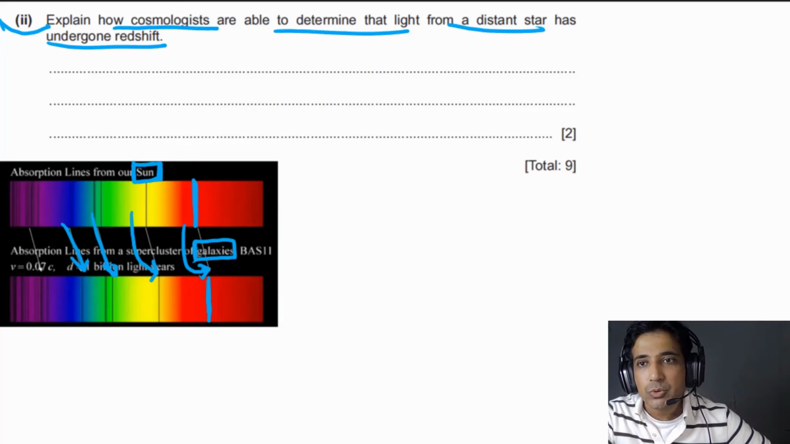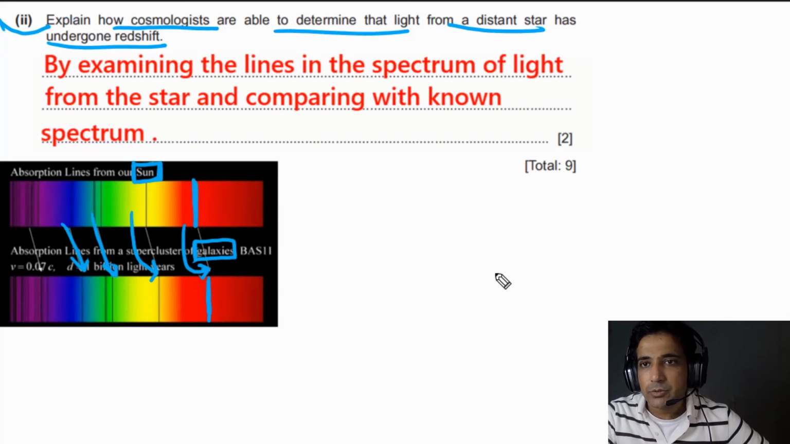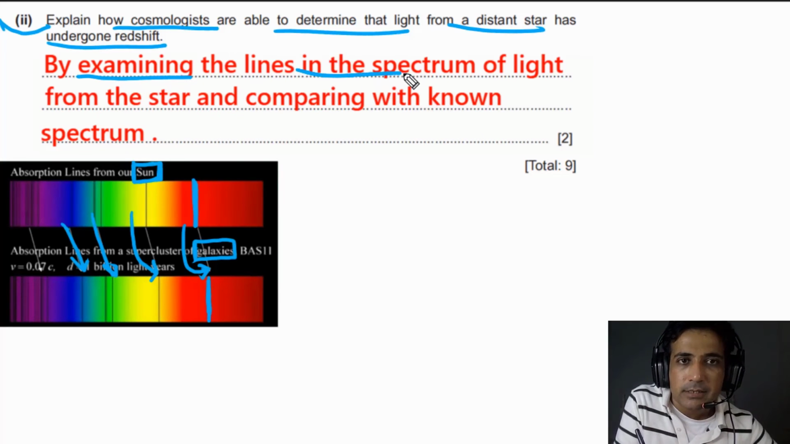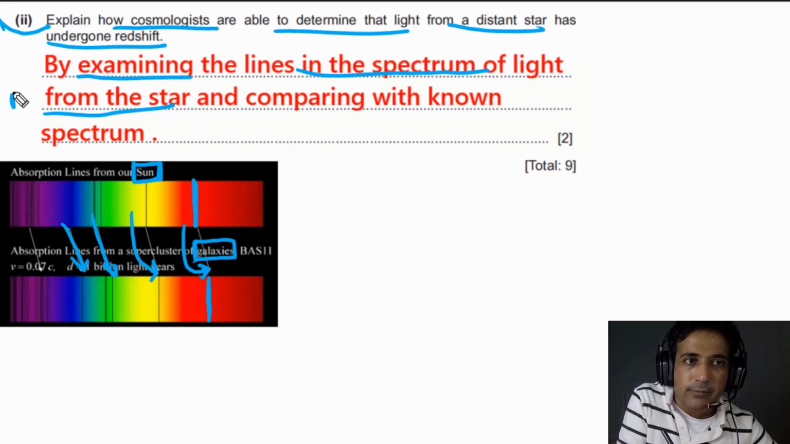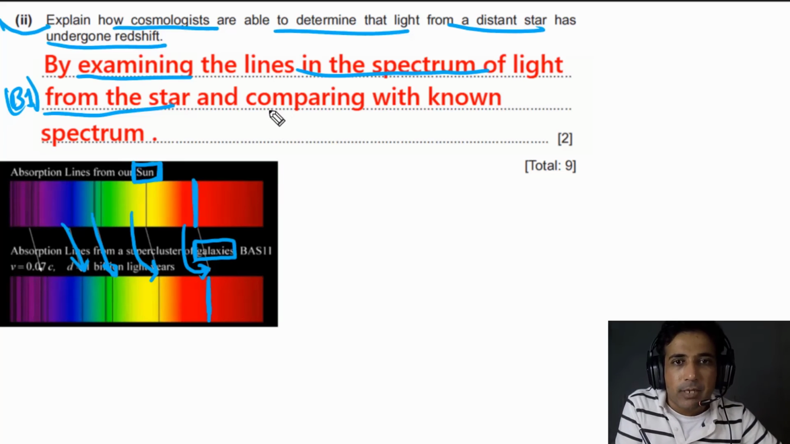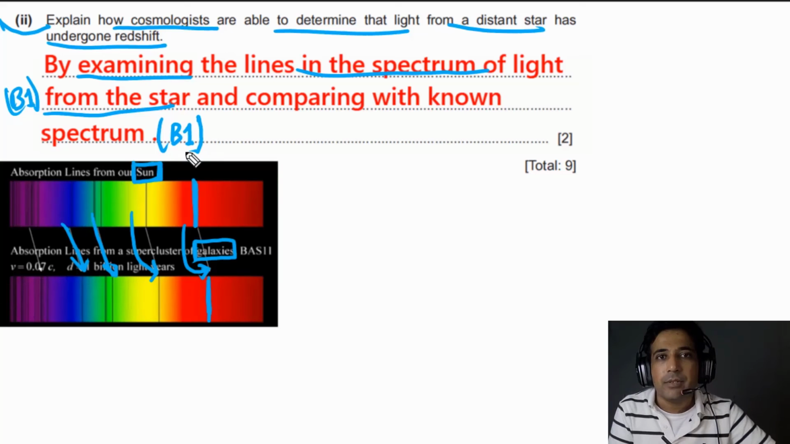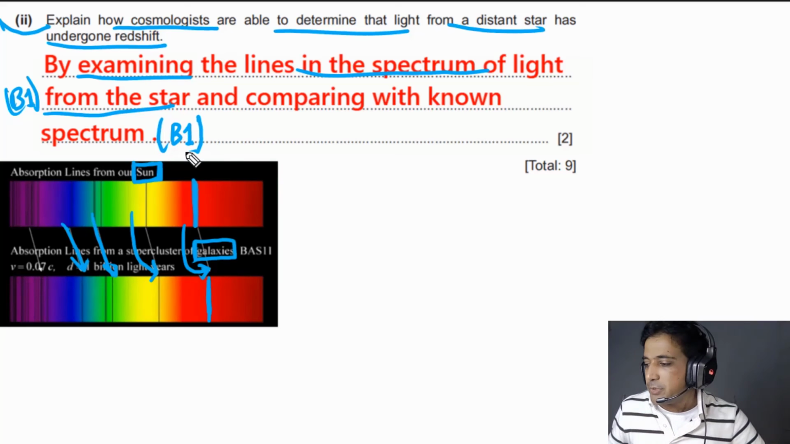Now let me show you how you can write down the answer. Simply in this case, you can say: by examining the lines in the spectrum of light from the star. You will get 1 mark for that. Then you will get the second mark if you have written: by comparing with the known spectrum, meaning the spectrum in the lab. This question has 2 marks. This is how these marks will be awarded.